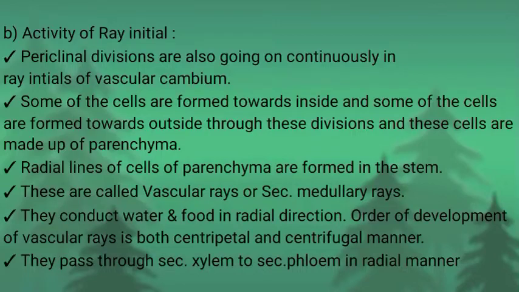Periclinal divisions also go on continuously in the ray initials of the vascular cambium. Some of the cells are formed towards the inside and some towards the outside through these divisions, and these cells are made up of parenchyma. Radial lines of parenchyma cells are formed in the stem. These are called vascular rays or secondary medullary rays. They conduct water and food in the radial direction. The order of development of vascular rays is both centripetal and centrifugal. They pass from secondary xylem to secondary phloem in a radial manner.